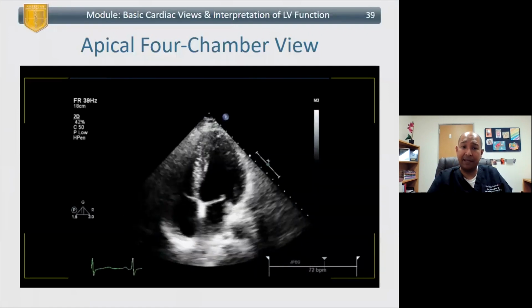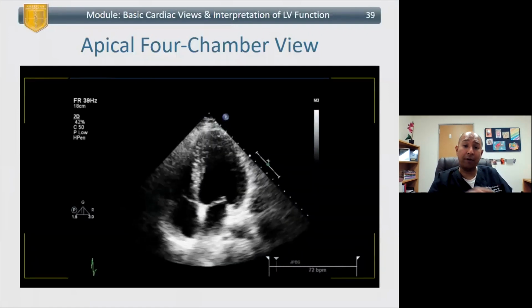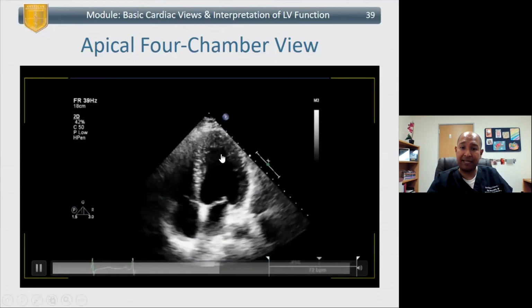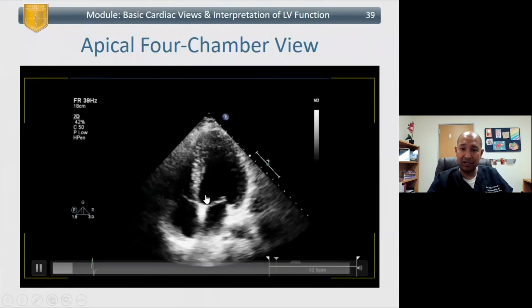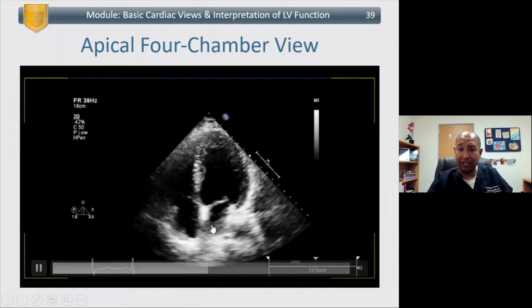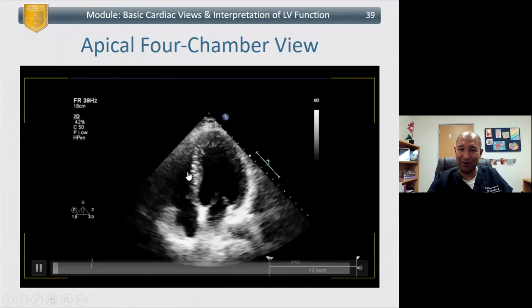So when we look at some of the images, this is going to be a classic apical 4-chamber view of the heart. And you can see that this is going to be the left ventricle. Look how thick the myocardium is. This is going to be the mitral valve over here. This is going to be the left atrium. This is going to be the right atrium. And you can kind of see the right ventricle there a little bit.